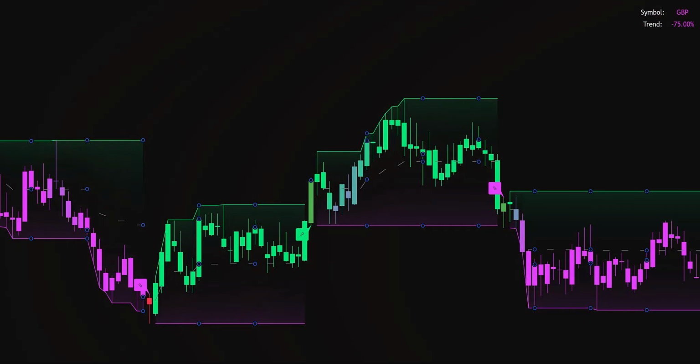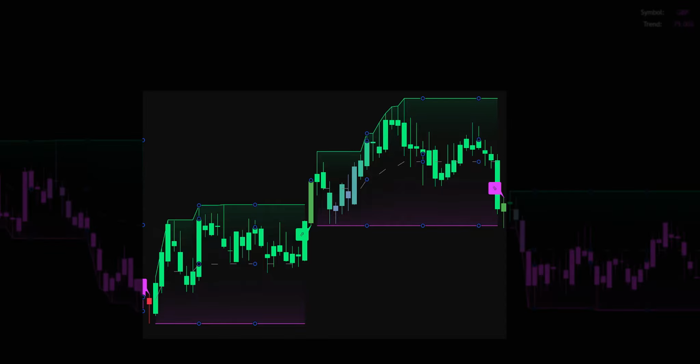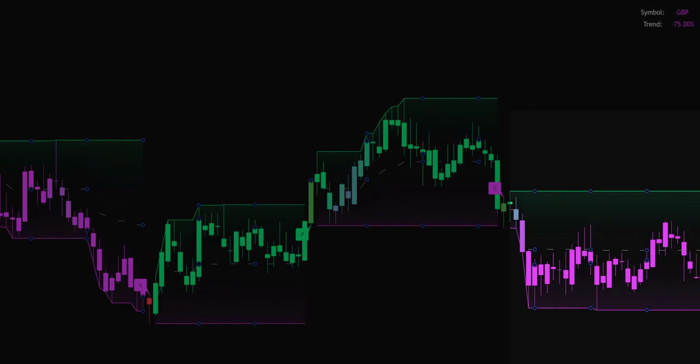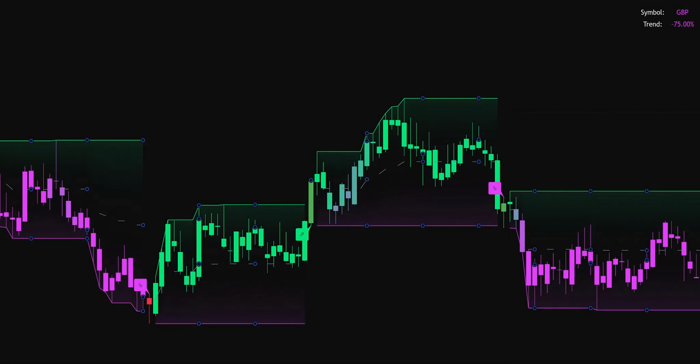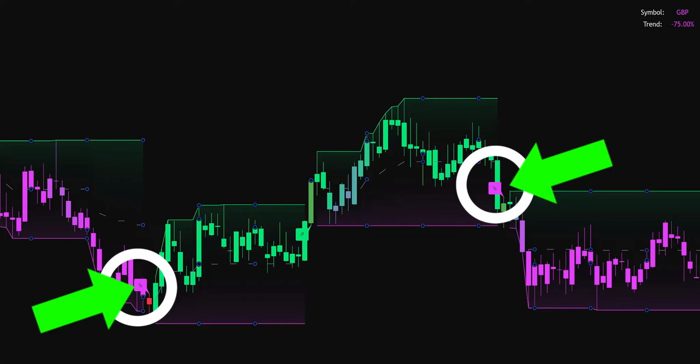Another feature that makes this tool so helpful is its dynamic candle coloring. In a strong bullish trend, candles turn bright green. In bearish trends, they turn purple. But if the market starts losing momentum, you'll see a gradient between the two, a visual warning that the trend is weakening and not a great time to enter trades.